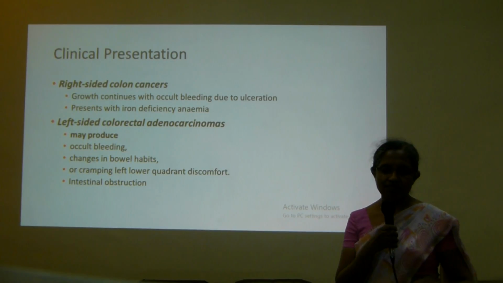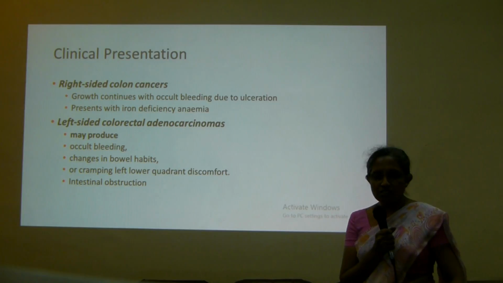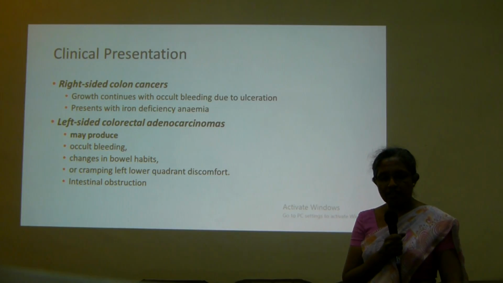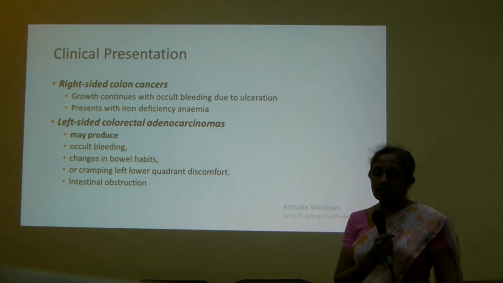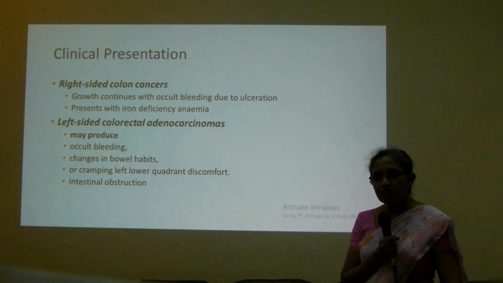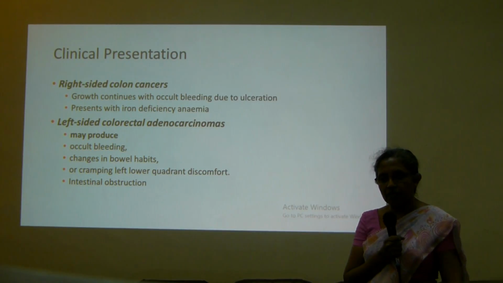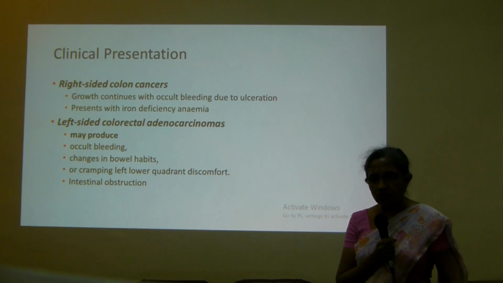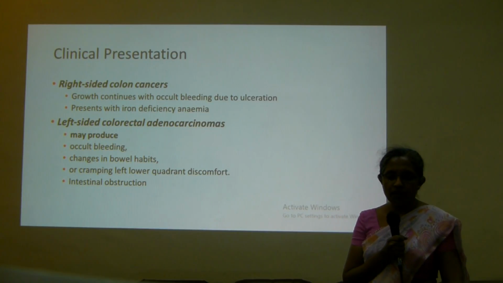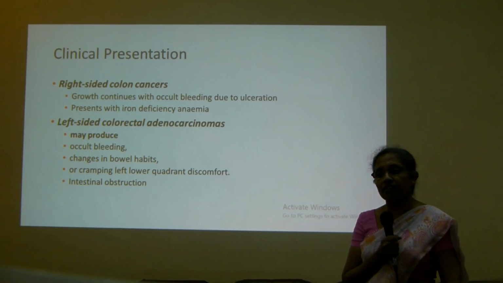So how do they present? Presentation is also different sometimes, because the right-sided cancers are presented differently and left-sided in another different manner. Often the cancers in the cecum and the right side of the colon grow without the patient's knowledge, and the cancer may be bleeding into the colonic cavity for a long period of time, and the patient finally comes with iron deficiency anemia.